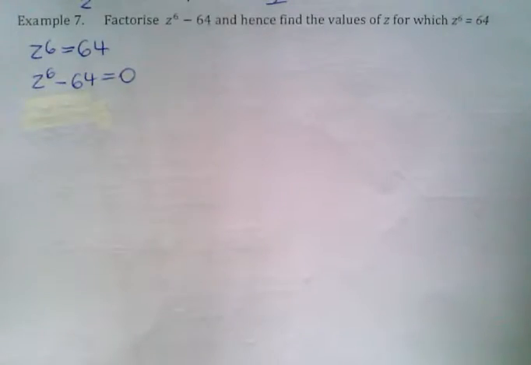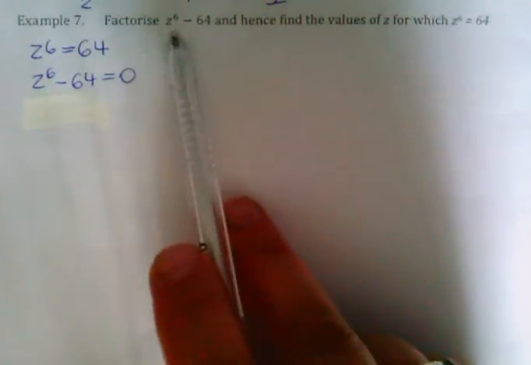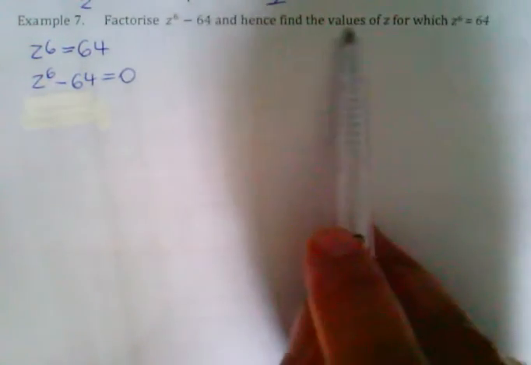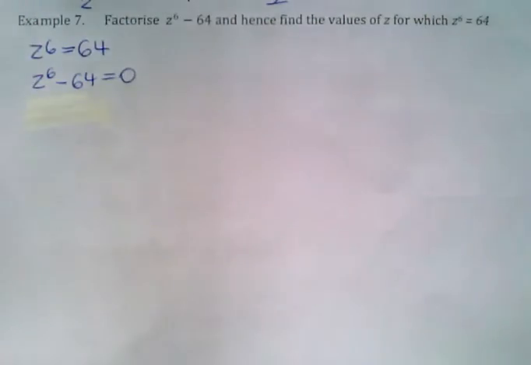Now for example 7 on page 5. Factorise z to the power of 6 minus 64 and hence find the values of z for which z to the power of 6 equals 64. So if we start with z to the power of 6 equals 64, then z to the power of 6 minus 64 equals 0. So we're going to write this as a difference of 2 squares.